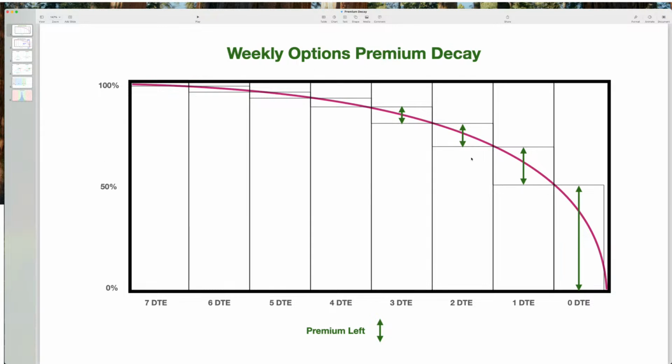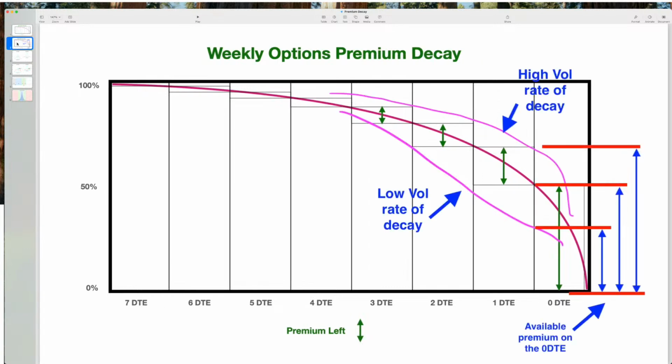So this is the premium decay over the course of its life cycle. Let's go to the next slide. There's one thing that's going to affect the rate of that decay, and that's volatility. And there are two different situations we should look at. First of all, we can see that on that last day, this middle line here, we have quite a bit of premium available for us to capture, and that's why we do the zero DTE.